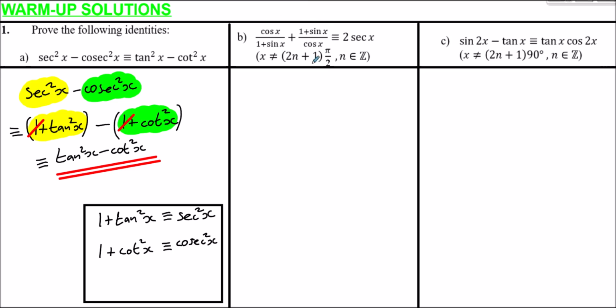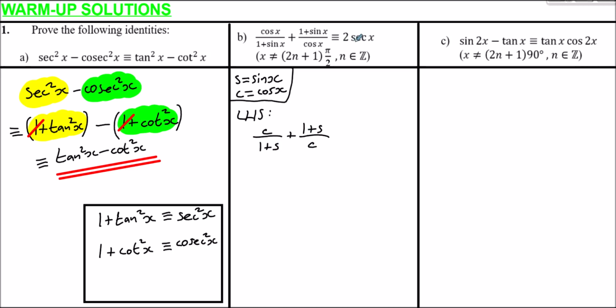If you've got a fairly awkward or possibly awkward identity, and you fear that you're going to have to write sine, cos, tan all the time, what you could do is just say at the top of the page, just let S be sine x, C can be cos x. So just note that, and then we can work a bit quicker. So the left-hand side, we've got cos, just going to put C, over 1 plus sine, and then 1 plus sine over cos.